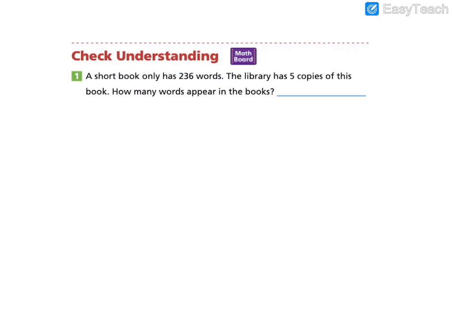Right, go ahead and pause the video and complete the check understanding. You may need scratch paper or a whiteboard. You could also show your work underneath the grid from that previous problem. But go ahead and press play when you're ready to check your work.